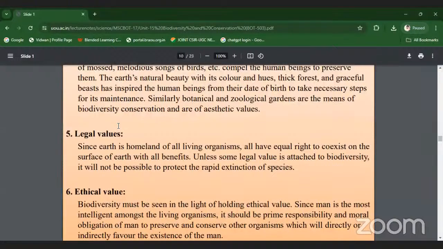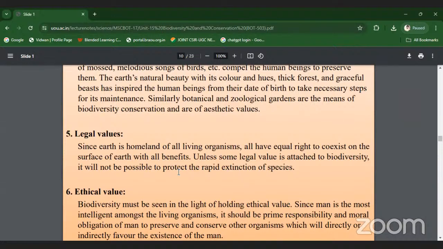And legal value. Since the earth is a homeland, all living organisms have an equal right to coexist. This land is not only for human beings, not only for animals, not only for plants, but all together. Unless some legal value is attached to biodiversity, it will not be possible to protect against the rapid extinction of species. If you do not give the proper value, there is a chance of loss of biodiversity. Biodiversity is all connected to one another.